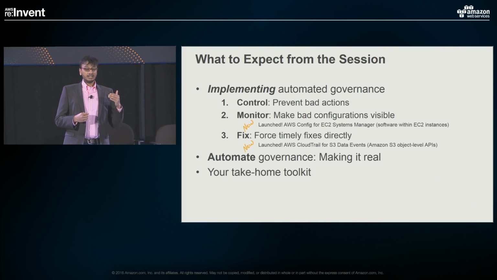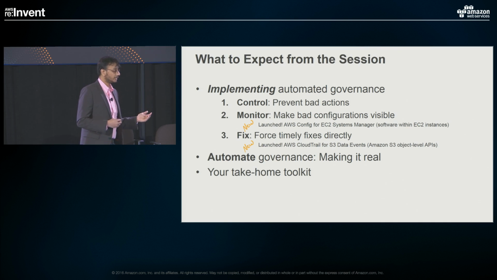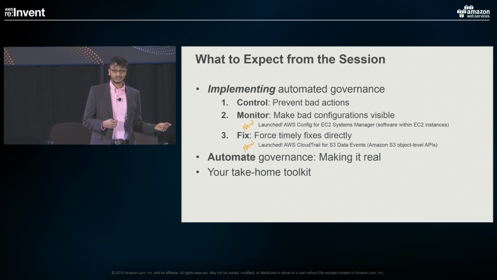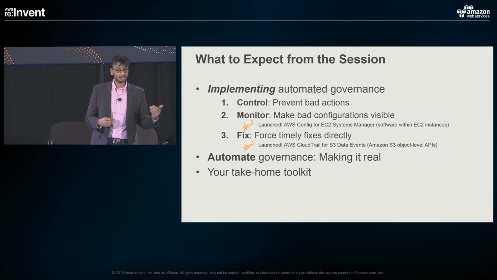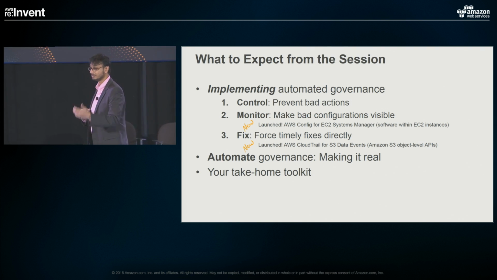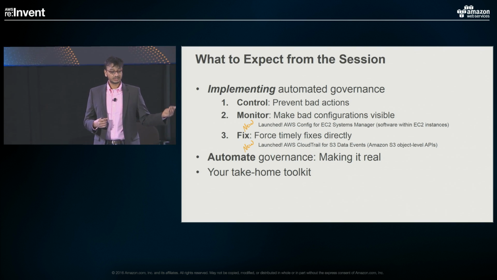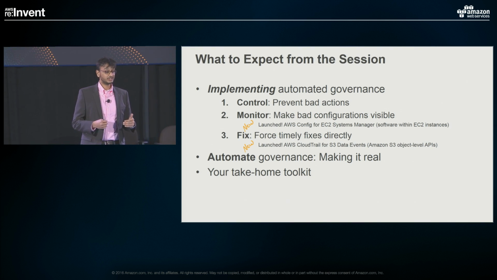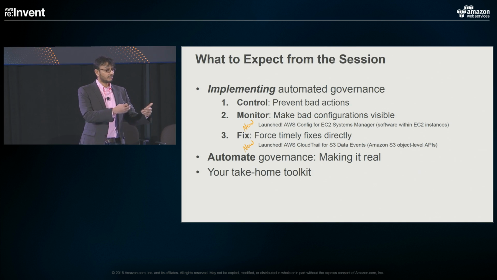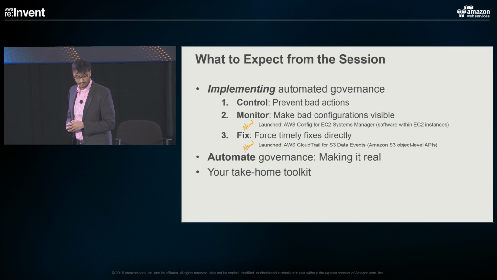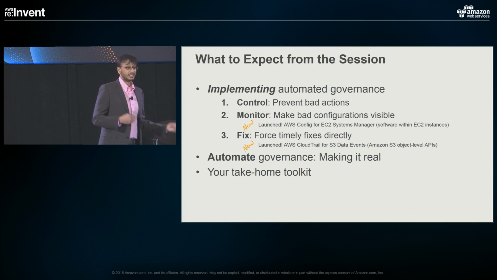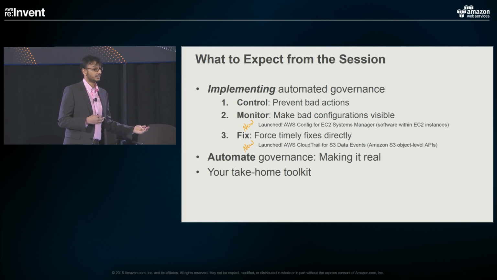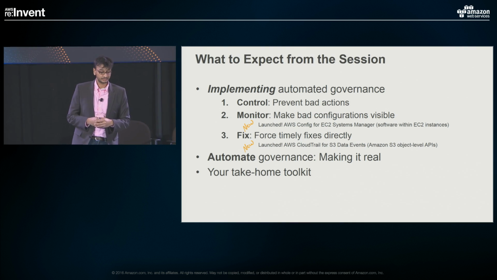Now, in the context of these 3 phases, I'm also going to show you examples of new things we launched over the last week. So yesterday, Werner announced the EC2 Systems Manager product, which helps you manage your EC2 instances with patch management and automation. AWS Config is a service that supports EC2 Systems Manager, and we'll see how that helps you monitor things beyond AWS, software configurations and so on. And on the force fixes side, we also launched last week something called the CloudTrail S3 data events, and we'll see how you can use CloudTrail data events to force timely fixes on your account.